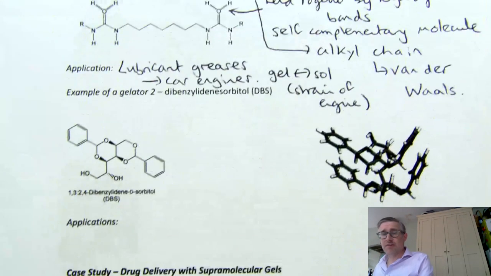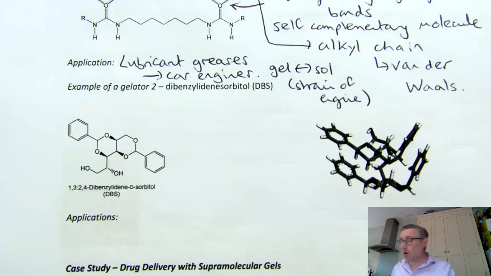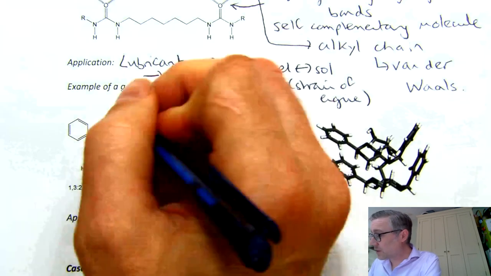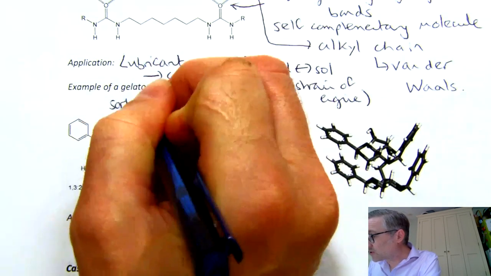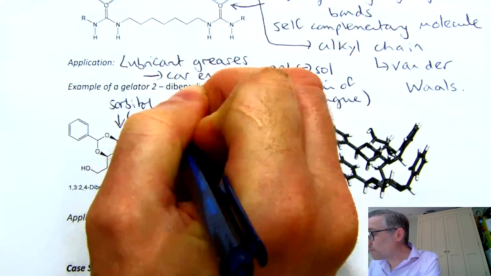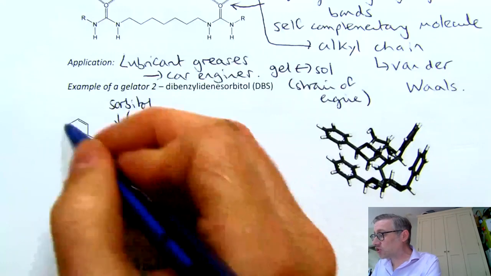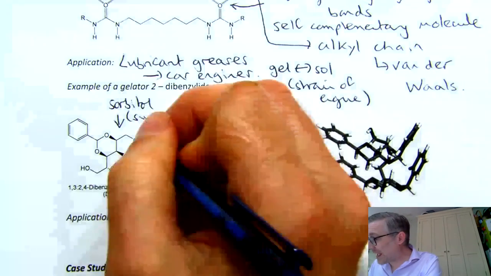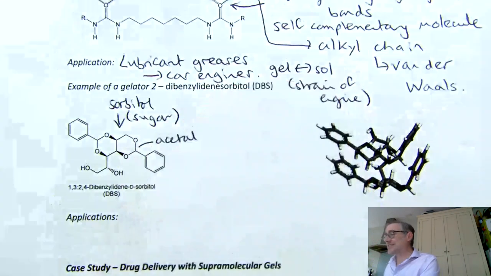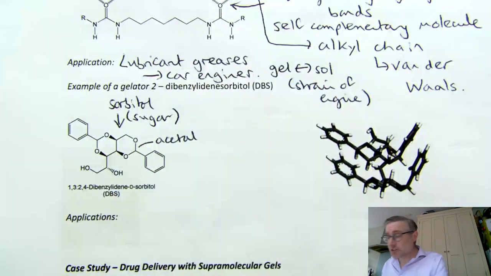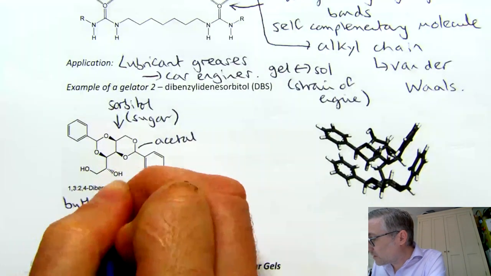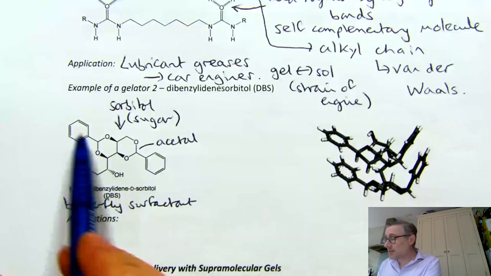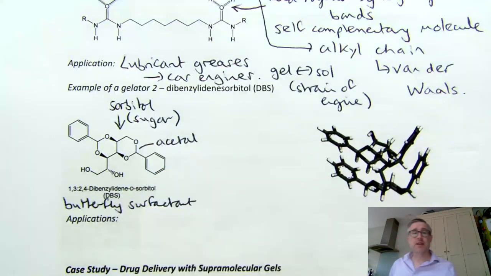A second example of a gelator is one that we work on a lot in my laboratory. This is a benzylidene derivative of sorbitol. So in the middle we have a sorbitol, which is a sugar, and we've made these two acetals where pairs of OHs have reacted with an aldehyde to install these acetal functional groups. And it's sometimes referred to as a butterfly surfactant because it has two wings, these aromatic rings, and the body made from the sugar.